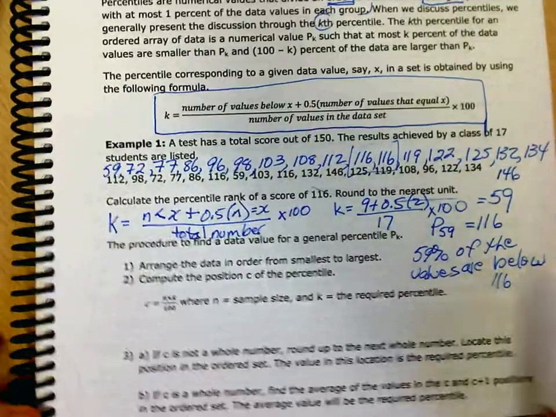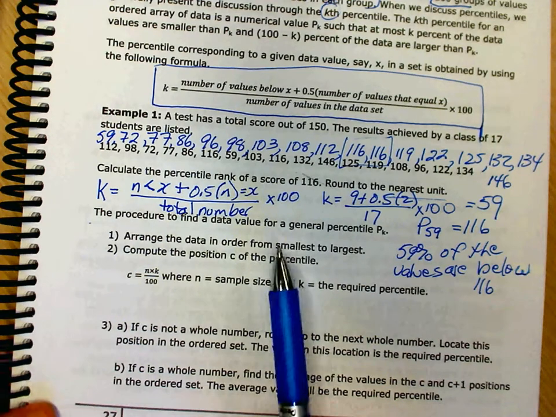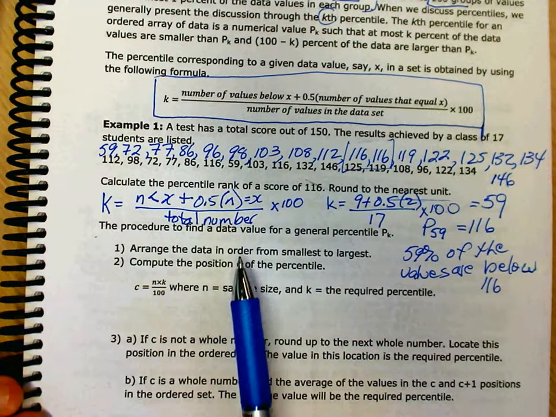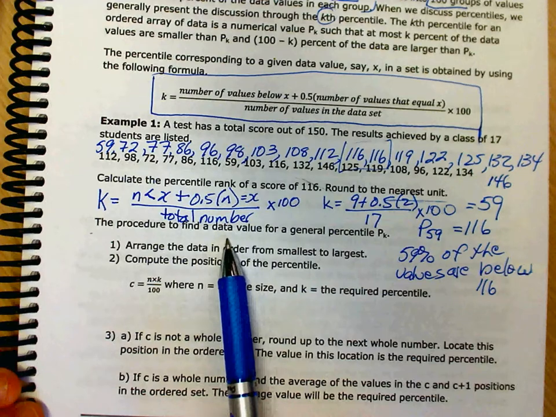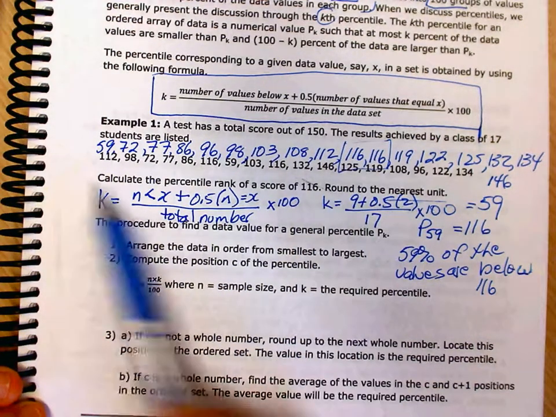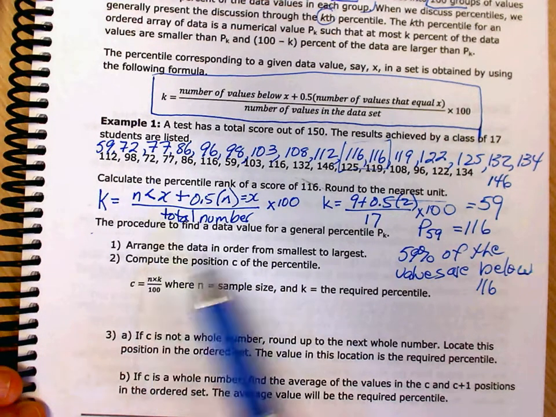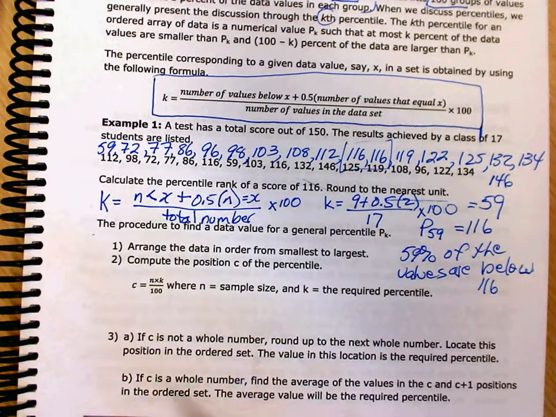Okay, what if we want to go the other way around? What if we want to find the data? Here they gave us 116 and we calculated the percentage below. What if they give us the percentage below, and we want to know what value it is? So we're working the other way around.